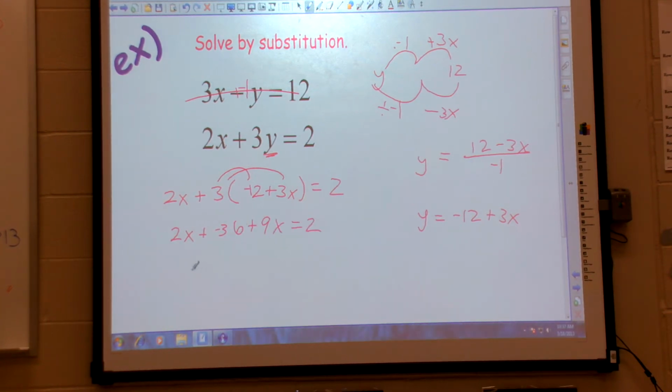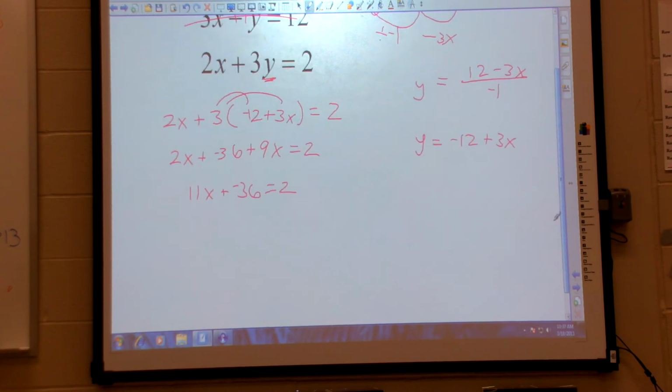Now combine your x's. So I have 11x plus -36 equals 2. Add 36 to both sides. I get 11x equals 38, or x equals 38 elevenths, which we would just make sure is reduced and we're done, right?